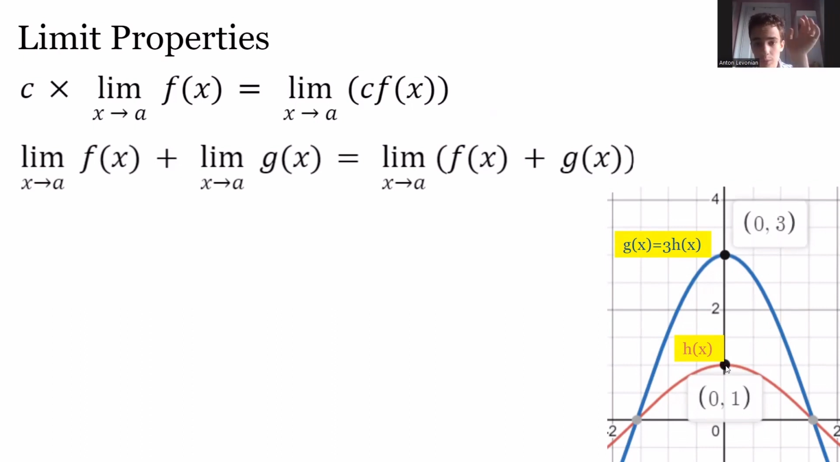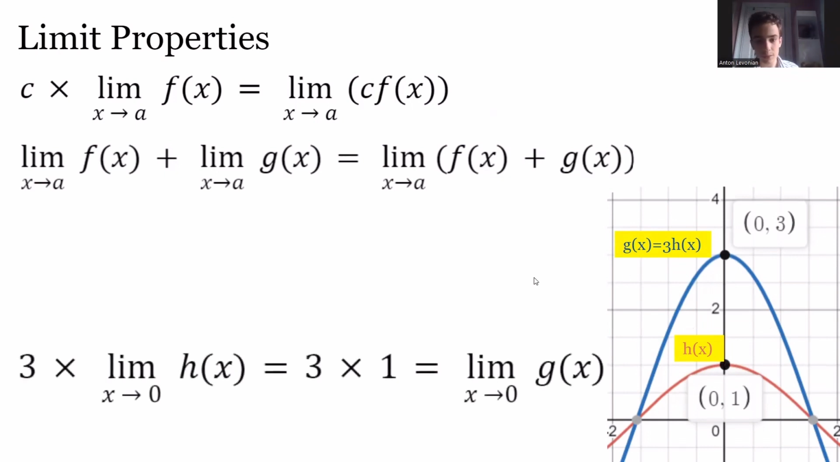So notice how the limit as x approaches a, which is 0 in our case, of h of x is 1. And then if we multiply that by 3, we get 3. Similarly, the limit of 3 times h of x is 3. Right, so sort of like this. All right, everyone good on this slide? Because this is as basic as we will get in terms of limit properties. So I just want to make sure everyone's good on this.